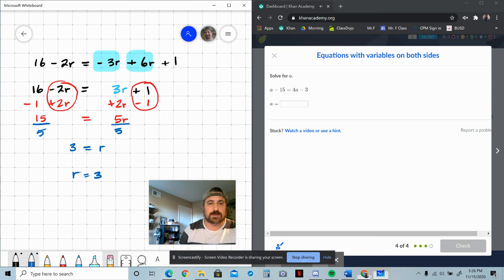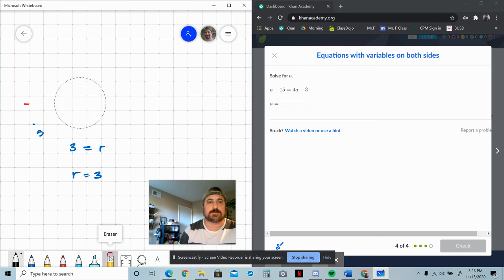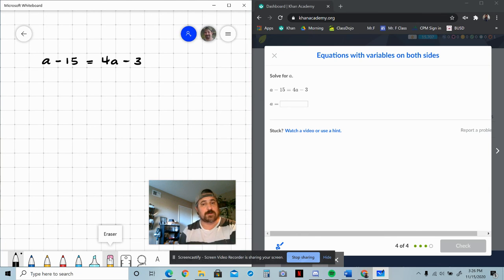On the next problem here, we are going to erase all this and start again. It says a minus 15 equals 4a minus 3. Your goal, once again, simplify left and right, then get all the variables to one side, get all the numbers to the other side, because your goal is to isolate the variable on one side of the equation, all by itself. Let's do this. There's nothing to combine, so you just want to get the variables one way or the other.